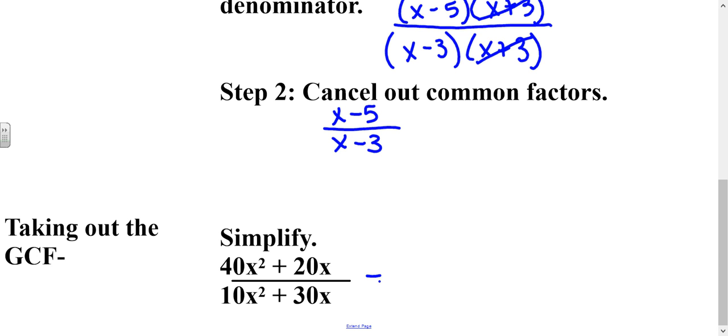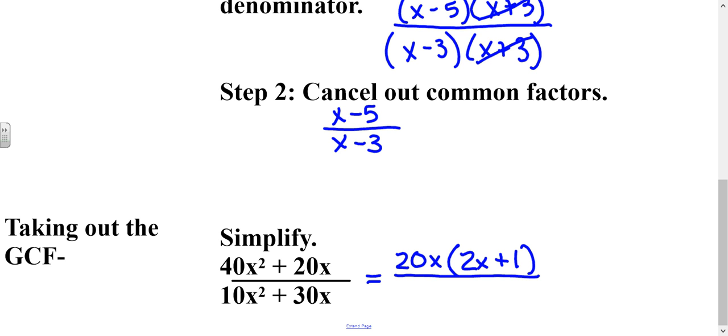So on top, for the greatest common factor, I could divide both numbers by 20. And I could also take out an x from both parts. So if I take 40x squared divided by 20x, 40 divided by 20 would be 2, and x squared divided by x would be x. And then if I take 20x divided by 20x, I get 1. If I want to check, I could distribute this and I should get what I started with.